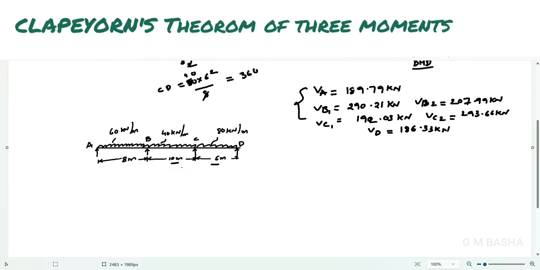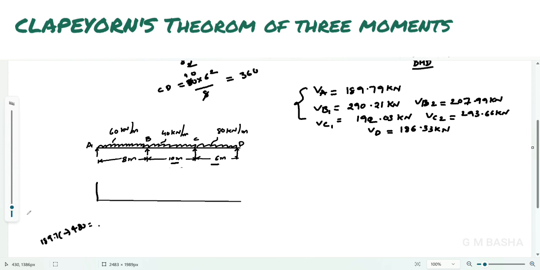So for this one, again I will show how roughly the diagram will be. So this is the reference line. So here 189.79 will be acting upwards up to here. Again 60 into 8, 480 kilonewton, will be acting downwards. Upward will be how much? 189.79 minus 480. How much will you get? You will get around 290.21.